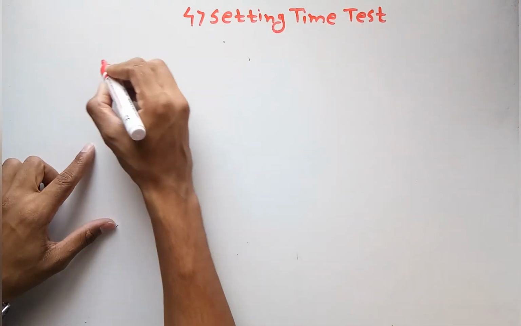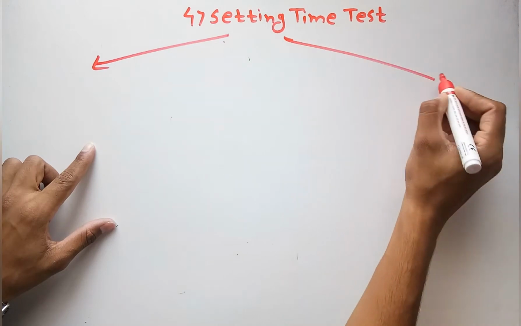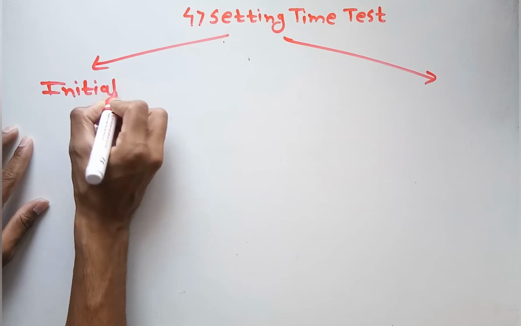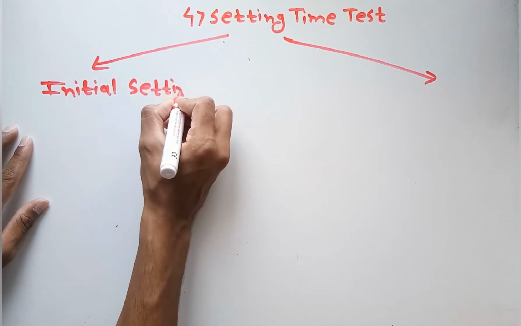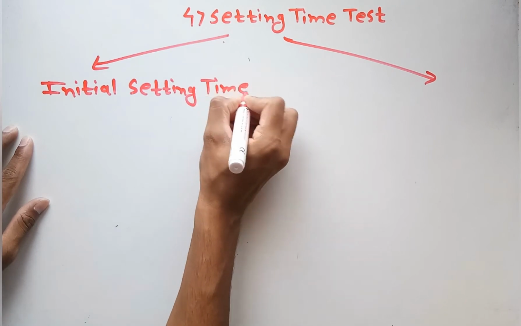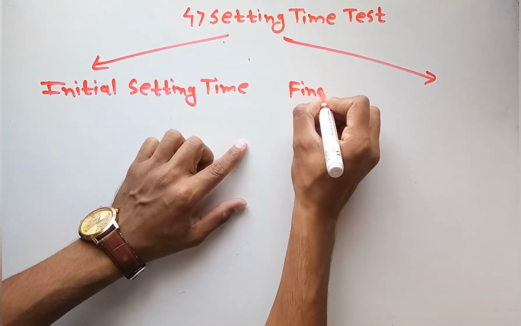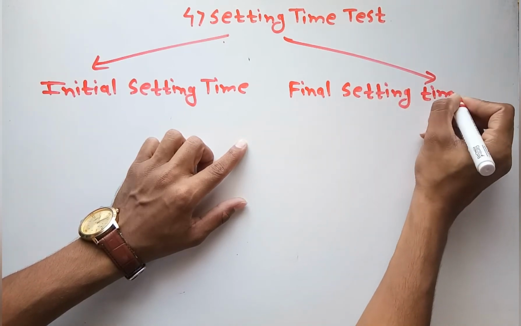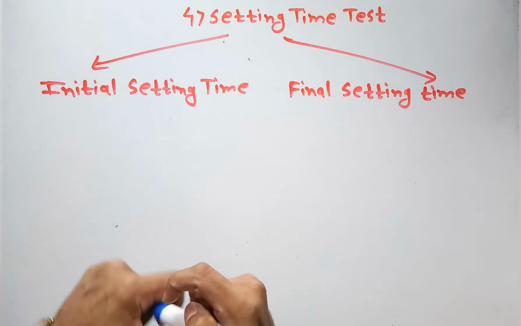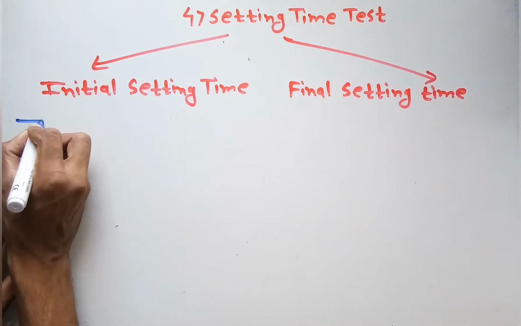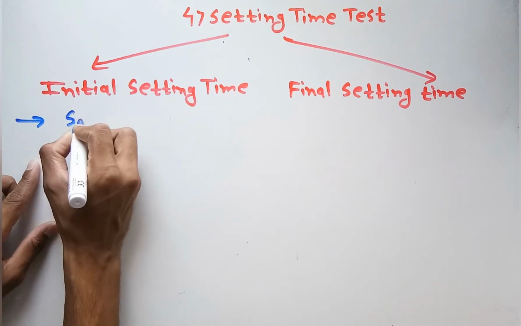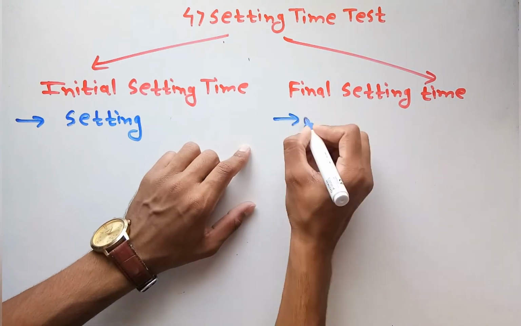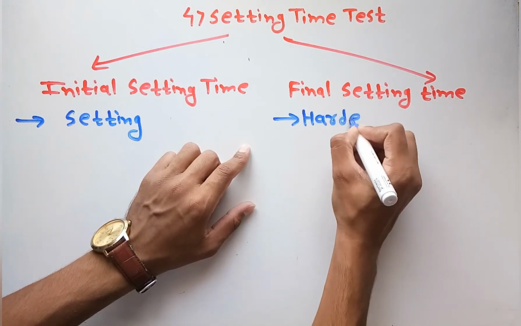In the setting time test we study two setting times. First one is the initial setting time, and the other one is the final setting time. In the initial setting time test, we generally observe the setting of the cement, and in the final setting time, we generally observe the hardening of the cement.